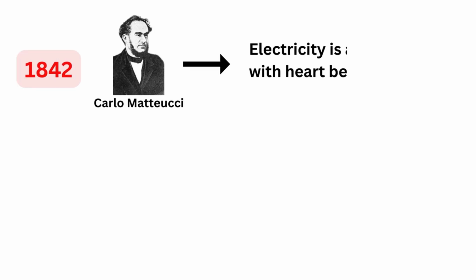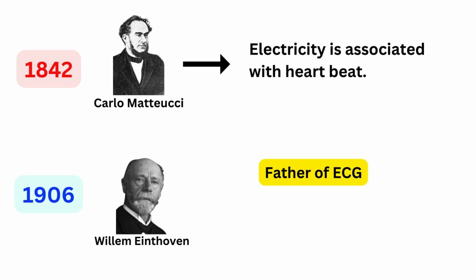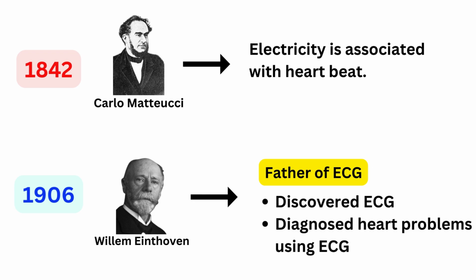At first, in 1842, Italian scientist Carlo Matteucci realized that electricity is associated with heartbeat. But ECG was finally discovered by William Einthoven. So, he is called the father of ECG. In 1906, using the string electrometer ECG, William Einthoven diagnosed some heart problems. He was also awarded the Nobel Prize for Physiology and Medicine for his work on ECG.